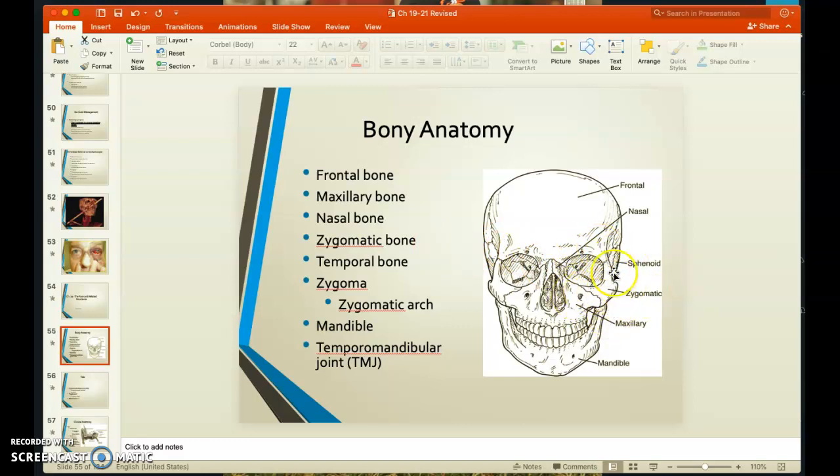The zygoma or zygomatic arch is just this curve. And then our TMJ, temporomandibular joint, that's where our mandible sits and meets our temporal. So if you feel on your jaw and open and close your mouth, you'll feel where that TMJ moves. And we'll talk about some specific conditions with that TMJ. Okay, so right in here would be our TMJ.